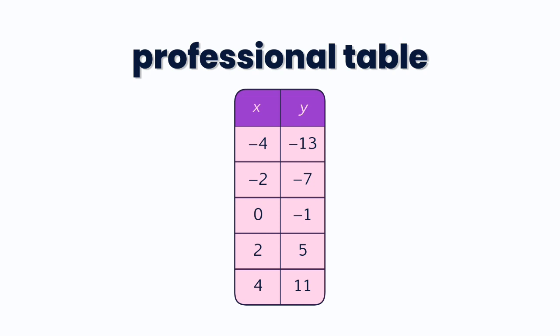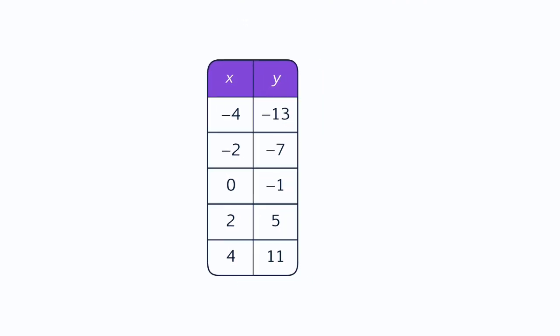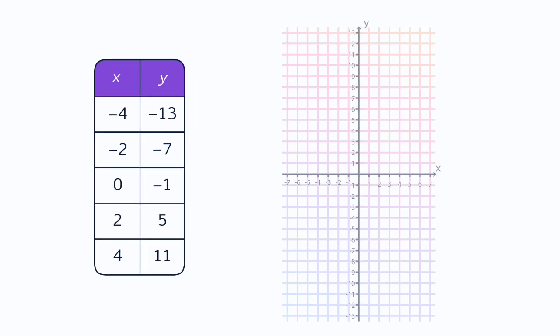You can think of this as a professional function table. So, the first and third columns are all that's needed. The pairs of x and y values are coordinates for points on the graph. How to draw a graph using these points is something you'll discover more about in upcoming videos.